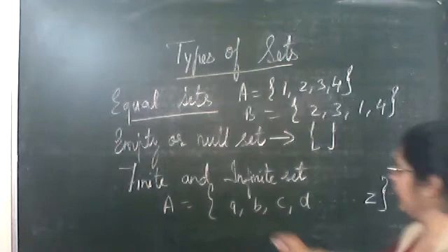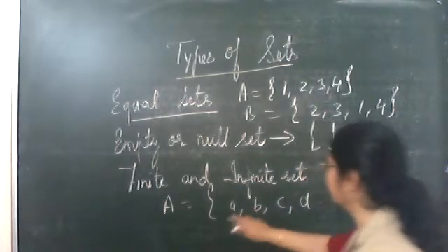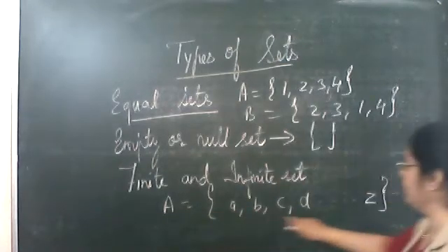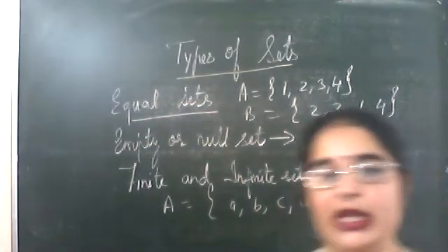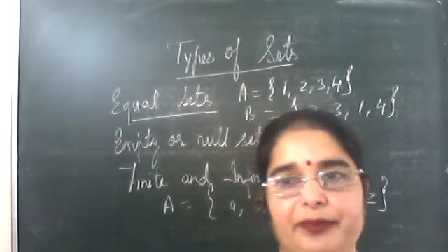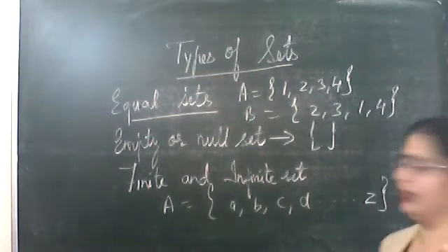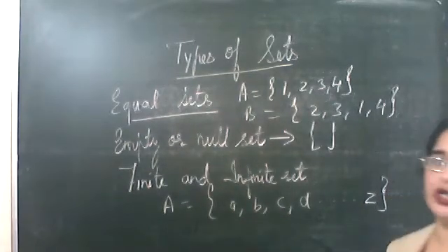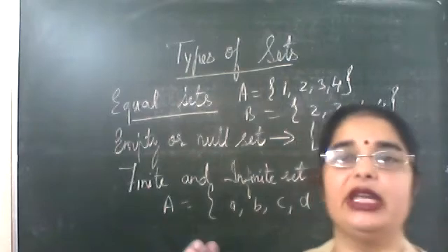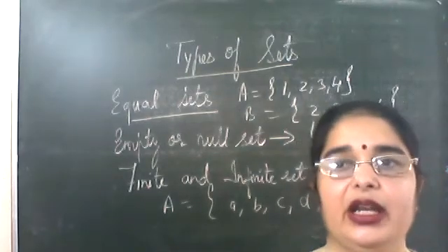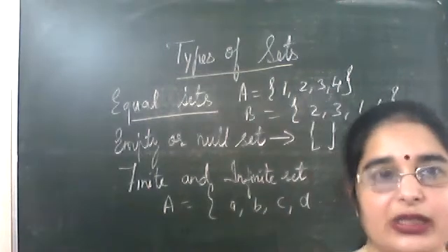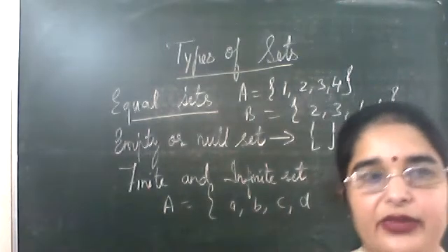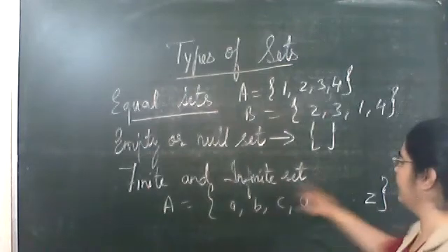Yes, so A is a set containing elements A, B, C, D, all the English alphabets. Then what can we say? We can say this is a finite set. What does finite mean? It means we can count the set. Is it clear? That means it is a finite set.